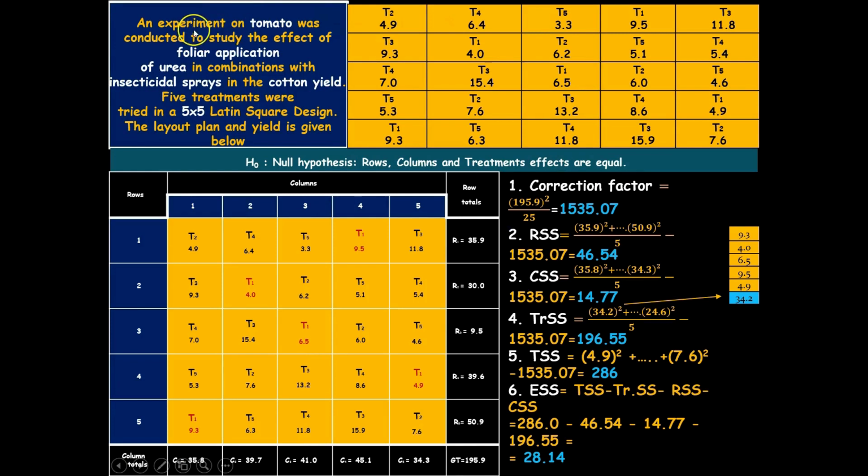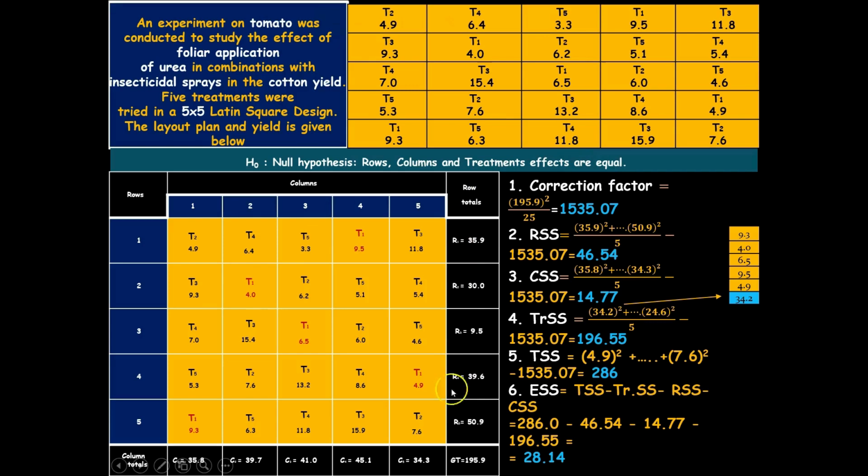Now, if we take an example, an experiment on tomato was conducted to study the effect of foliar application of urea in combination with the insecticidal sprays on cotton yield. So we have a 5 by 5 Latin square because we have 5 treatments, which are arranged in 5 rows and 5 columns. They have been randomly allocated into these 5 rows and 5 columns in this table. Now the null hypothesis here is that rows, columns and treatment effects are equal.